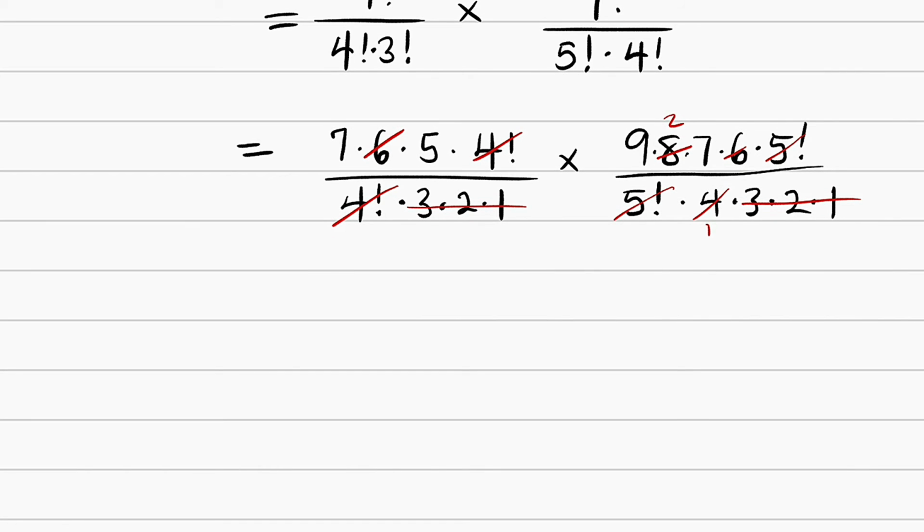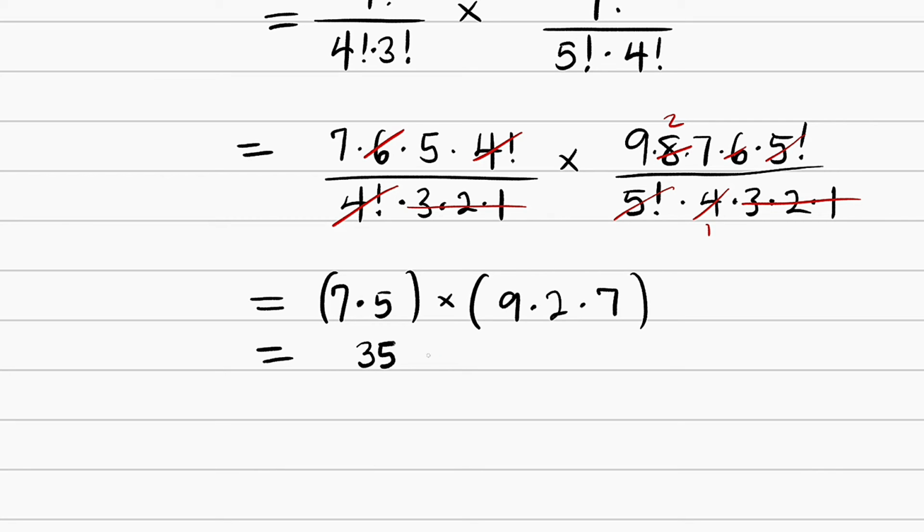So what we have is, to the left hand side, we have 7 multiplied by 5. And the whole of this, we are going to multiply that by, to the right hand side, we have 9 multiplied by 2 multiplied by 7. So this is equal to 7 times 5 is 35. Then multiply by 9 times 2 is 18. And 18 times 7 is 126.